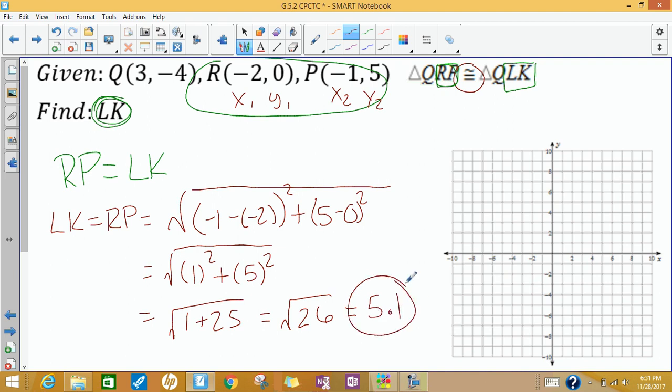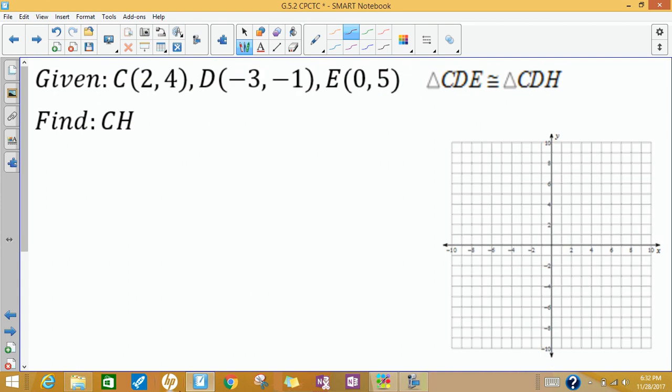So because they're corresponding parts in congruent triangles, you can find the length of one of the sides, and that'll be equal to the corresponding side. I put this here because sometimes you might want to graph these just so you can see how they look, but you don't have to. So I want you to pause here, and I want you to find the length of CH just like we did in the previous slide.